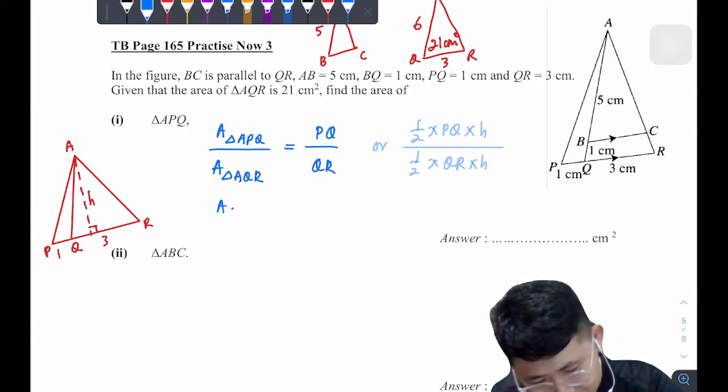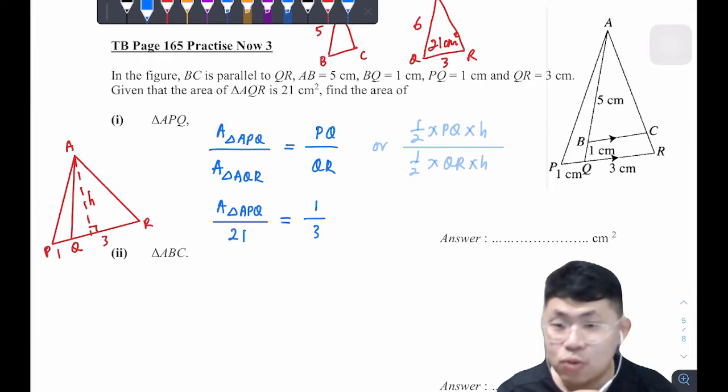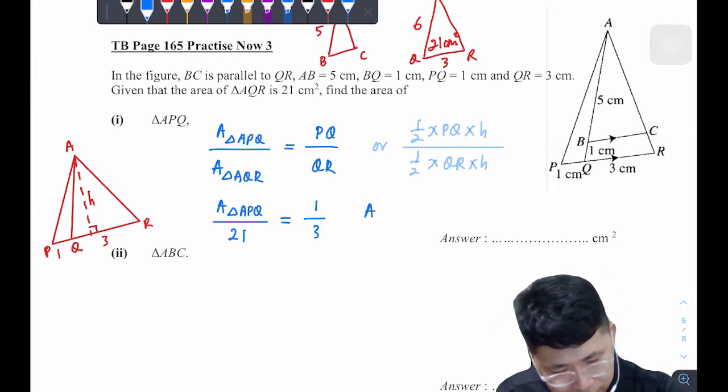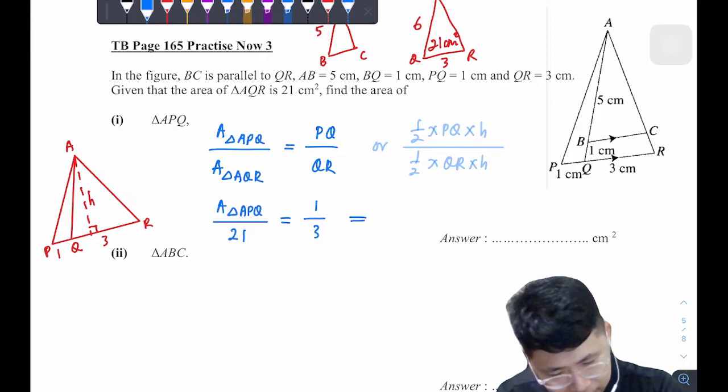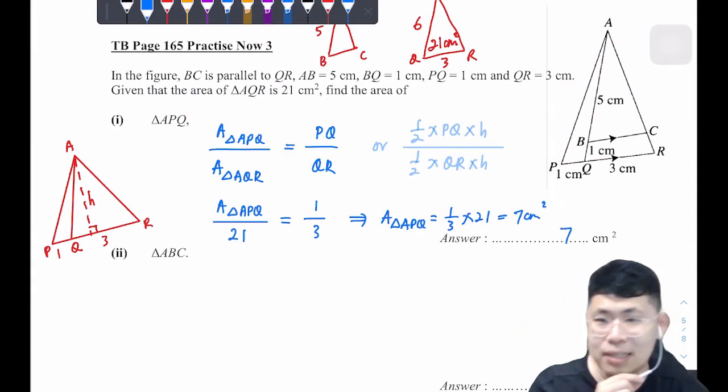So area of triangle APQ over 21 is equal to 1 part to 3 parts. Don't need square. So from here, area of triangle APQ is equal to 1/3 times 21. So this is going to be 7 cm square as the answer.